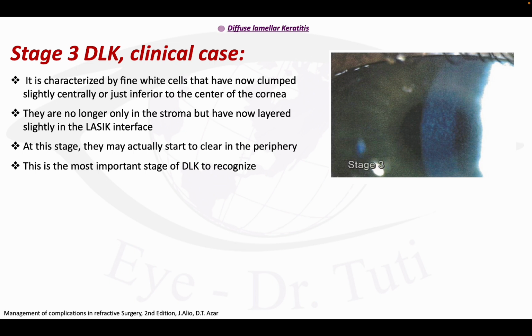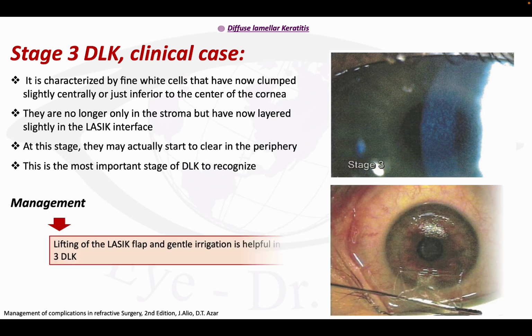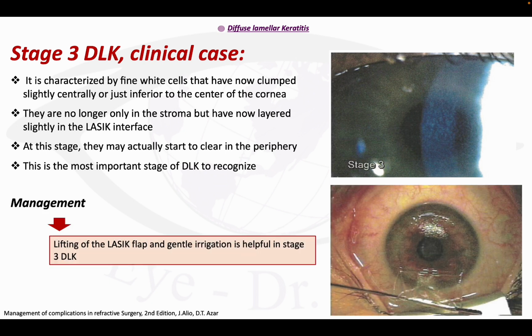At this stage, they may actually start to clear in the periphery, and this is the most important stage of DLK to recognize. The management in this case includes a lifting of the LASIK flap and gentle irrigation with antibiotic or corticosteroids.